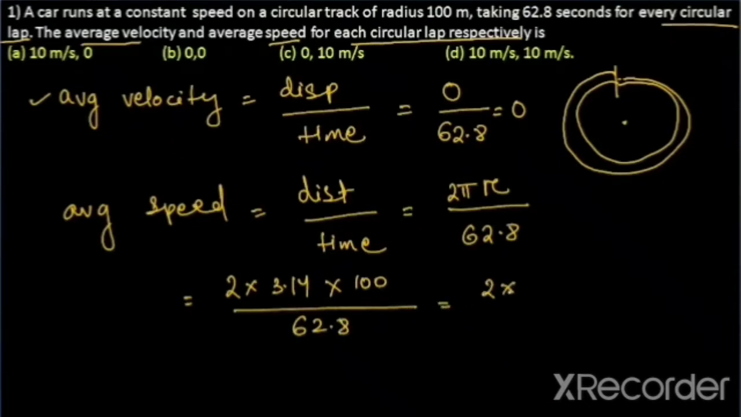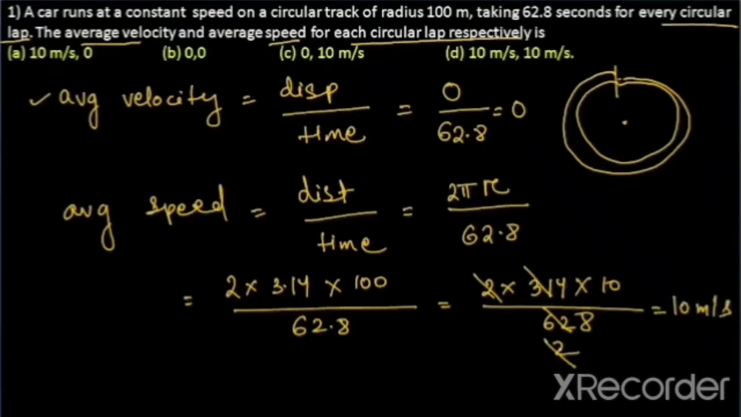So by solving, 2 into 314 into 10 over 628, we can write like this. Then 314 into 2 is 628. 628 and 628 cancel each other. We will get 10 meter per second. So our average velocity is 0 and average speed is 10 meter per second, which is given in our option number C, 0 and 10 meter per second. This is the correct answer.